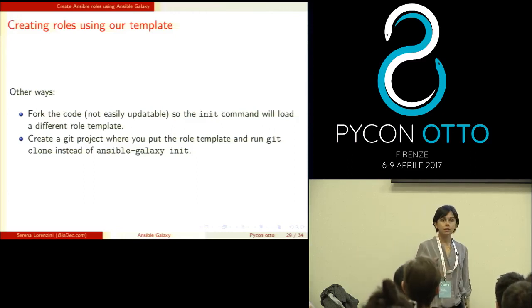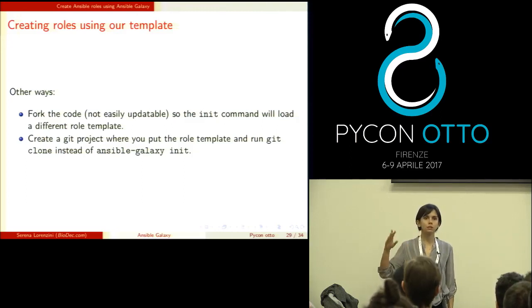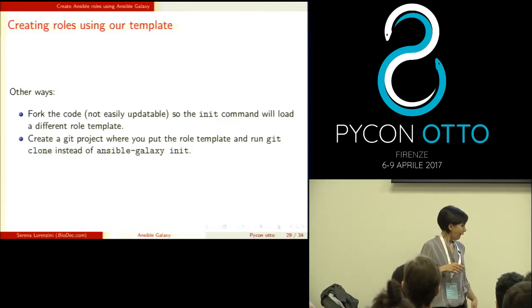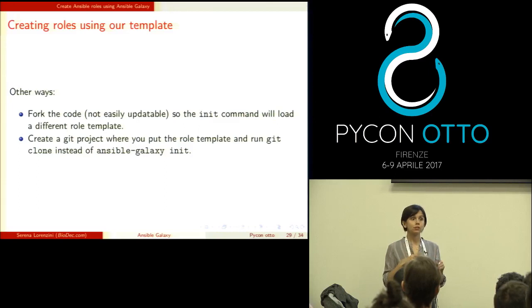You can create a Git project or other repository-based project and run git clone instead of Ansible Galaxy init, but in this way you also have to run scripts to update the headers in the YAML files and the README.